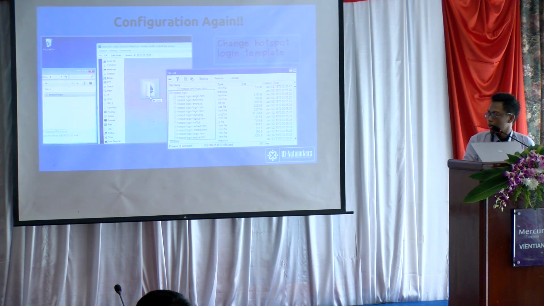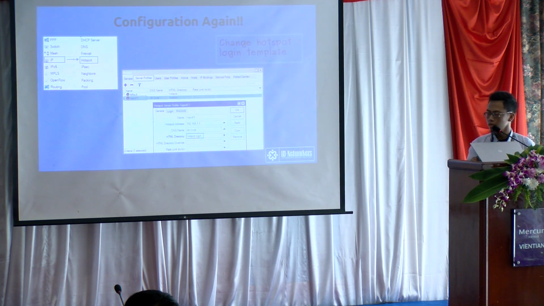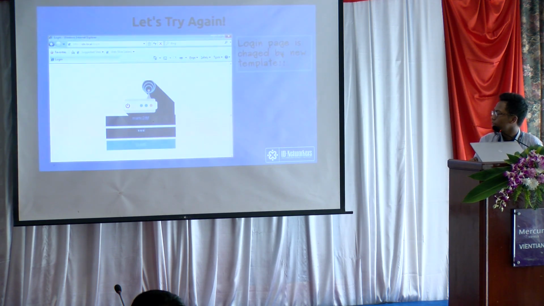Okay. After we have downloaded the MikroTik hotspot login template, you can upload them to our MikroTik. You just need to drag and drop. And the configuration, this is the result of user manager template that we have uploaded to our router. And the configuration, you can go to a hotspot menu in the server profile. In the HTML directory, you can change to directory that we have uploaded before. Okay, this is the result of MikroTik hotspot login that we have changed.